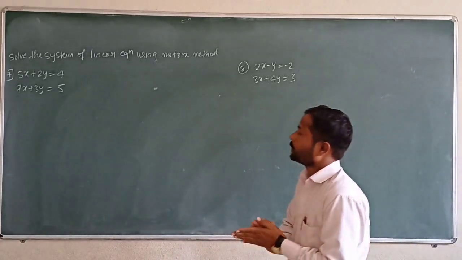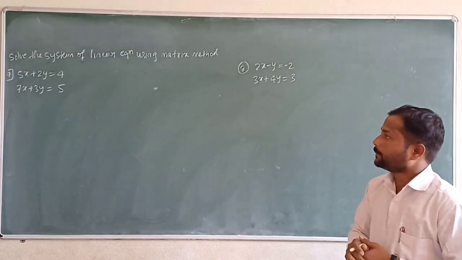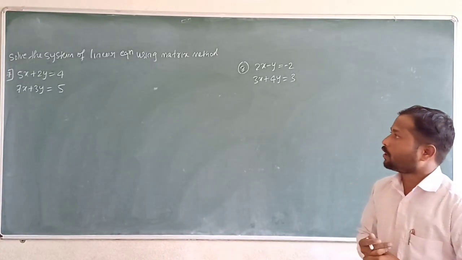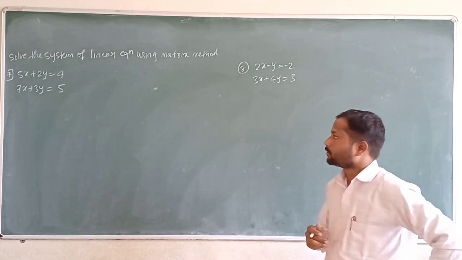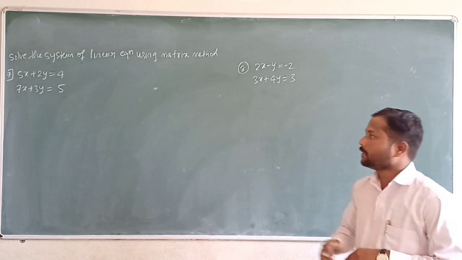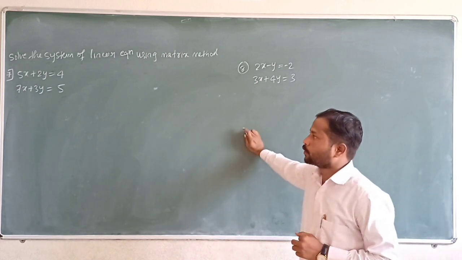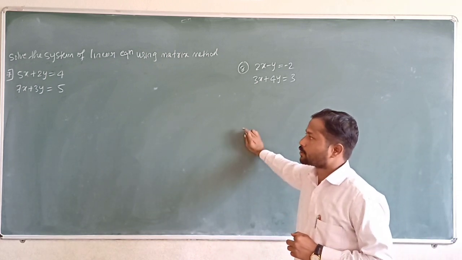Right. Take up exercise 4.5. That is question number 7. Solve the system of linear equations using the matrix method. Question number 7: 5x plus 2y is equal to 4, 7x plus 3y is equal to 5.